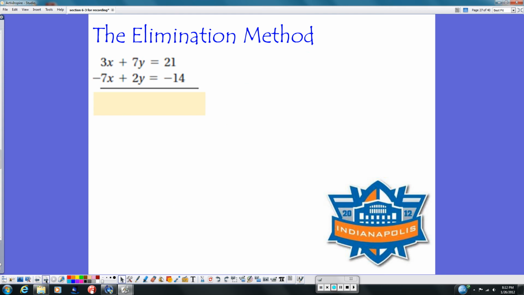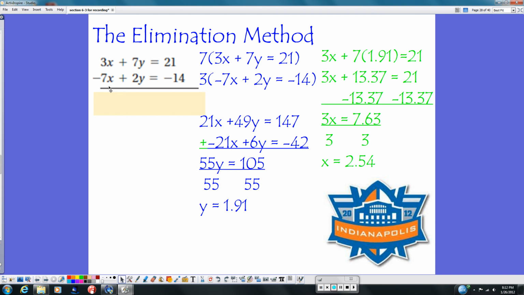Take a look at another example. See if you could do this one on your own. Again, looking at the equations, they're already in standard form, but I don't have any of the equations that have an x or a y with the same coefficient. I have to make them have the same coefficient. To do this, I'm going to multiply the top equation by 7, the bottom equation by 3. I have 21x plus 49y equals 147 up top, negative 21x plus 6y equals negative 42 on the bottom.